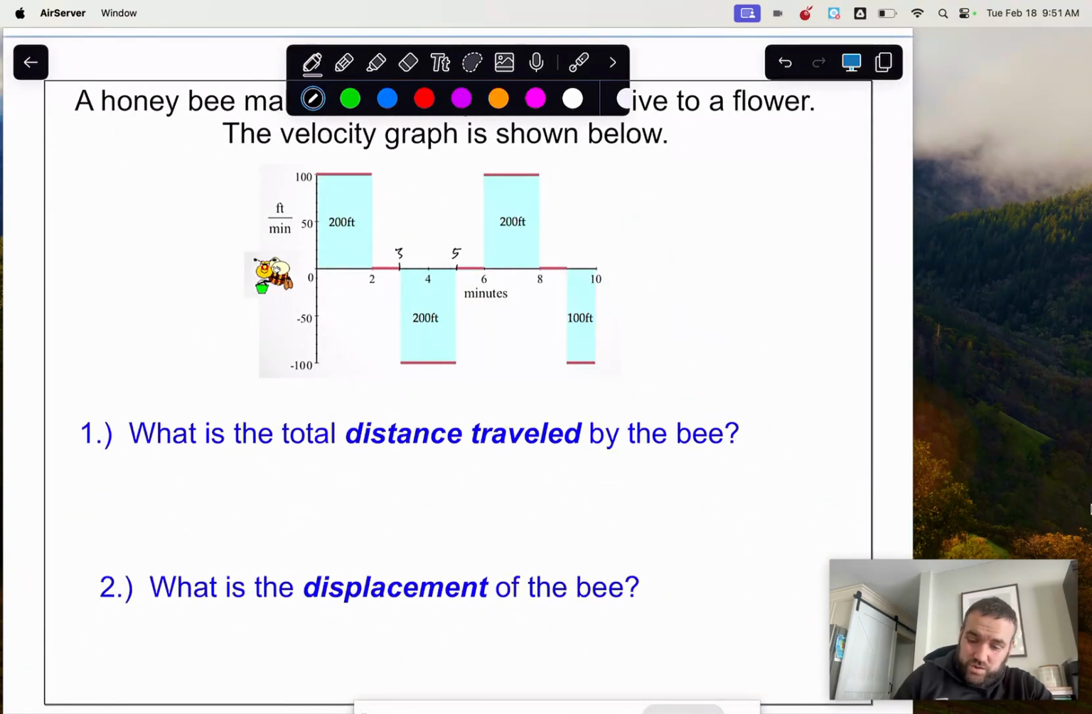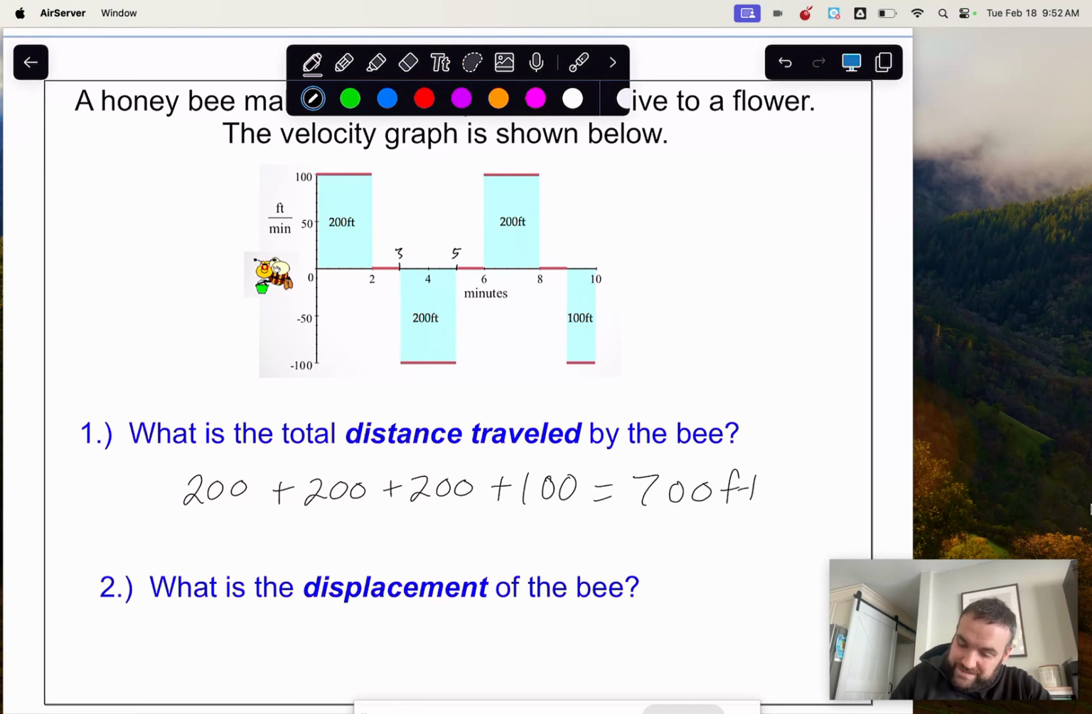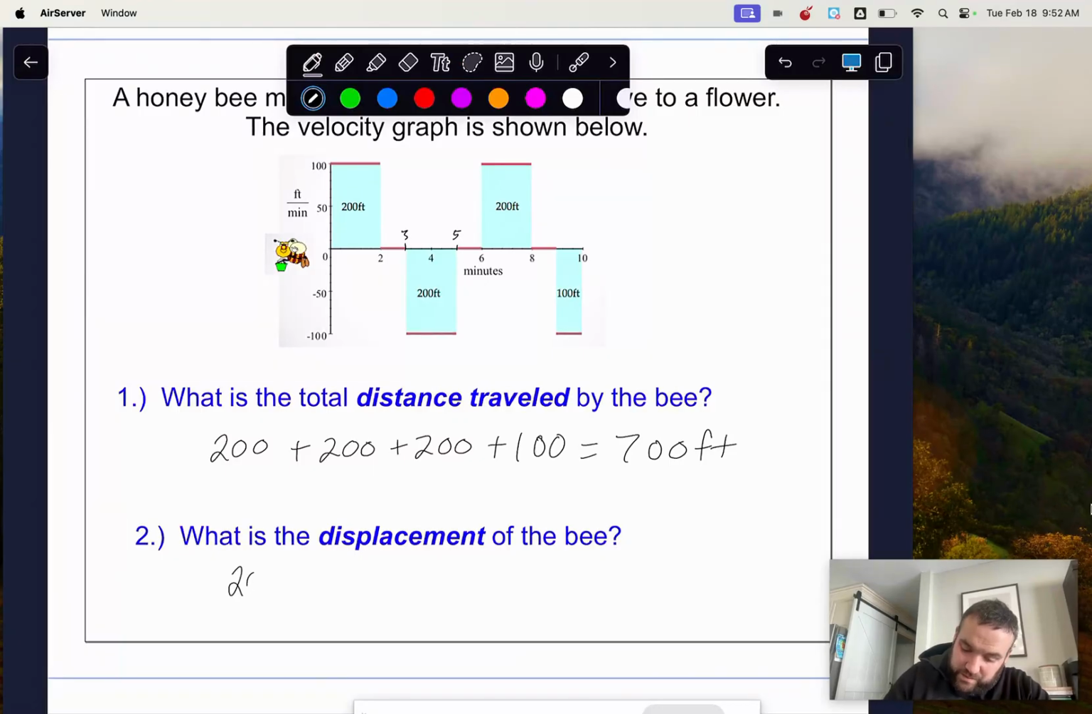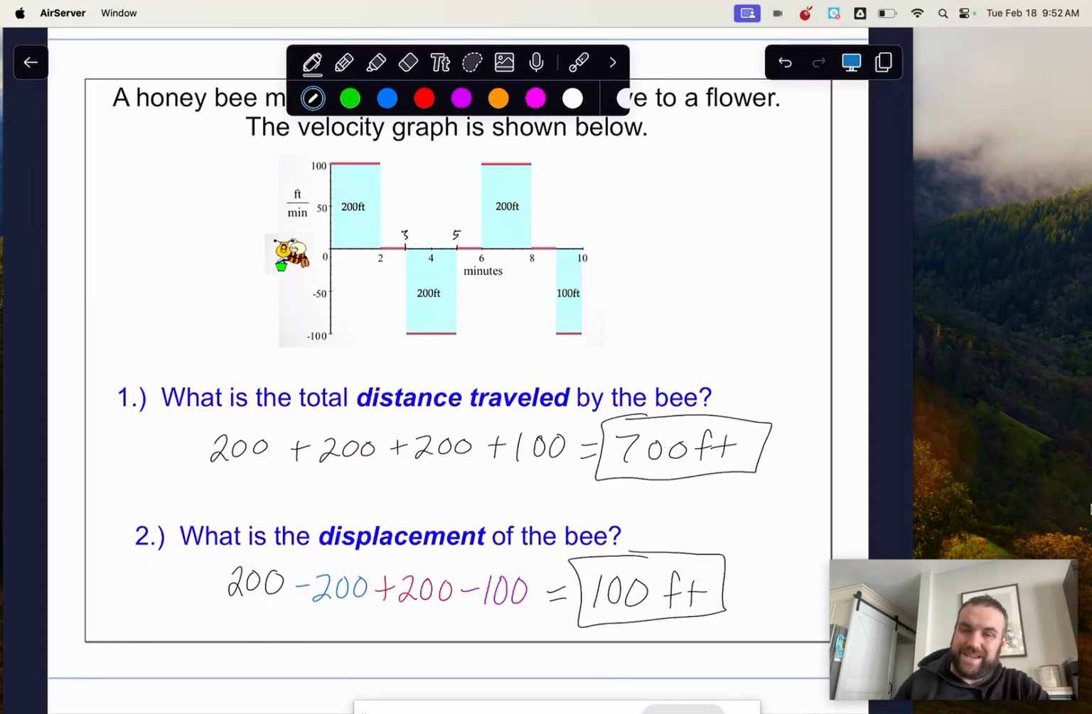So for the total distance traveled, I'm just going to take all of those values and add their individual absolute values up. So the total distance traveled would be 700 feet. But when it comes to displacement, I'm going to take the first 200 since it was positive, but then the next 200 was negative, so we're going to subtract 200, and then the next was positive, and then the last segment was moving backwards. And what we end up with is a grand total displacement of 100 feet. So that bee traveled 700 feet total, but it ended up only 100 feet away from where it began.